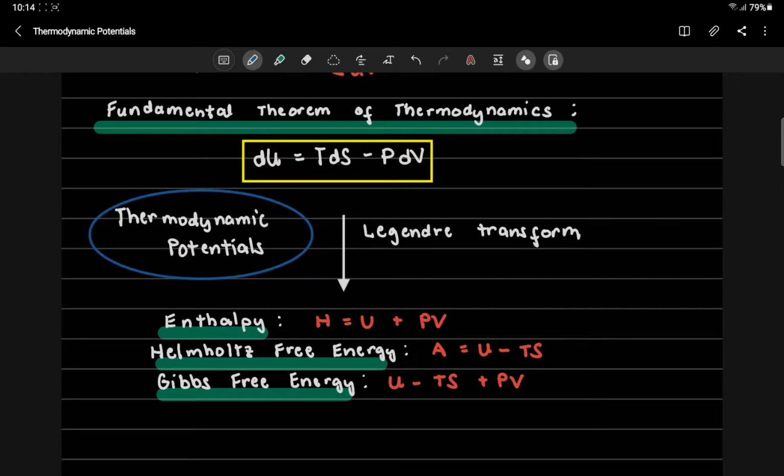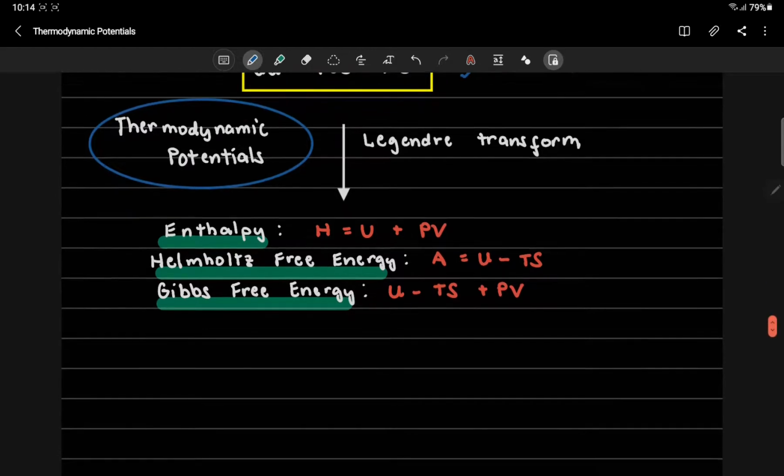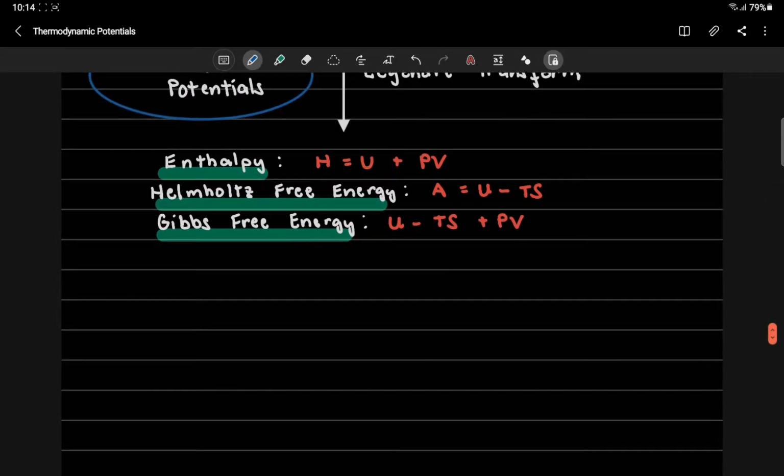Now, how do we exactly determine or calculate the change in this thermodynamic potential? So, for internal energy, we already know how to do that. This is the very equation, right? But how about for the other three thermodynamic potentials? So, you only see the mathematical definitions so far. How do we exactly calculate the change in enthalpy and the free energies? So, what we will do is we just have to differentiate each equation.